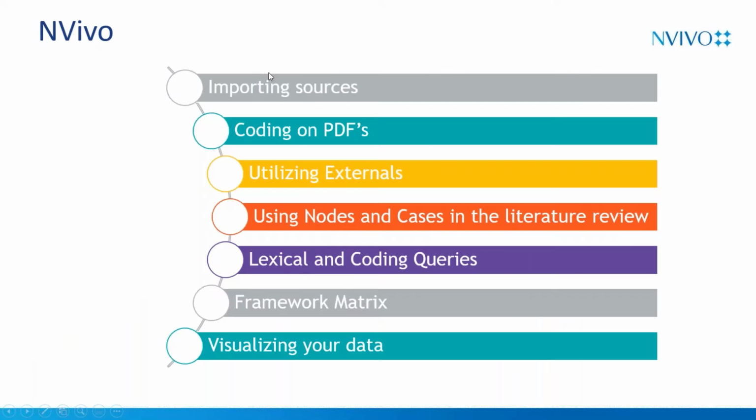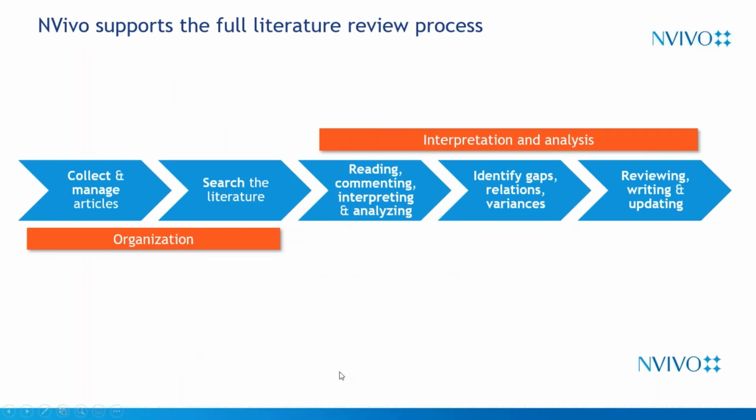So these are the different parts of NVivo that I'll be showing. So importing sources, coding to PDFs, utilizing externals, using, I should say, codes here. I keep forgetting to change that. Lexical and coding queries, framework matrix, and visualizing your data. I'm going to go through these slides a little fast because they're in the handout. So feel free to download that and you can read through them yourselves.